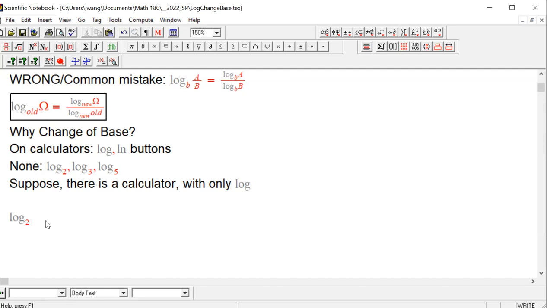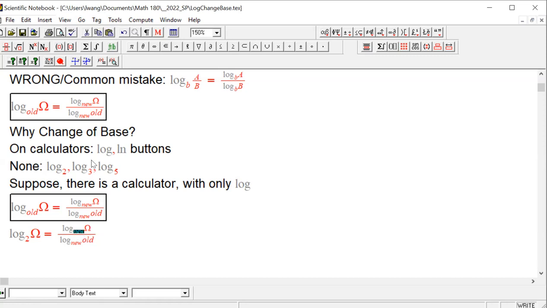You can follow this formula. So now your old base was 2, and you want to convert it to base common log. So your new base is going to be 10. You're going to change your base to base 10. And the old base, of course, is 2.